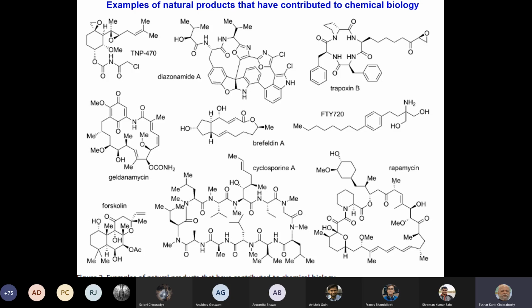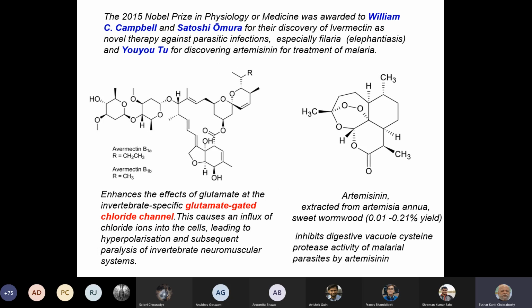So natural products belong to one particular isomeric form. And two very famous molecules are ivermectin and artemisinin. The molecule on the left-hand side, ivermectin, is used for the treatment of filaria, an infectious parasitic disease, and artemisinin is for the treatment of malaria. Campbell and Omura got the Nobel Prize for ivermectin, and Tu Youyou, a Chinese scientist, got the Nobel Prize for the discovery of artemisinin. So again, as you can see, this is the success of natural product-based molecules.